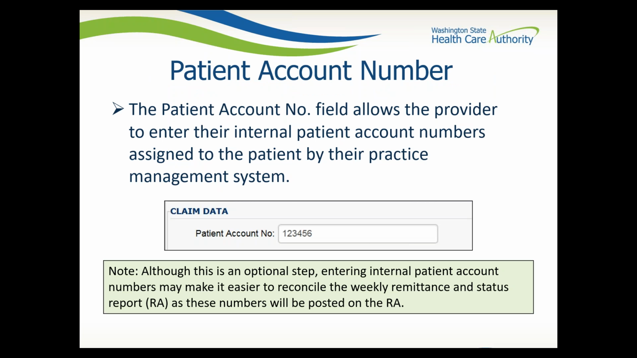The next field under claim data is for the patient account number. This is not required, but can be used by your office to identify the client using your own identifier. This number will be carried forward to the weekly HCA remittance advice to assist in reconciling accounts.